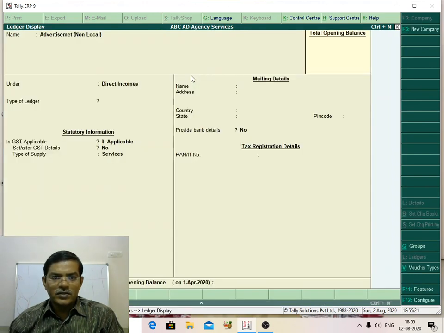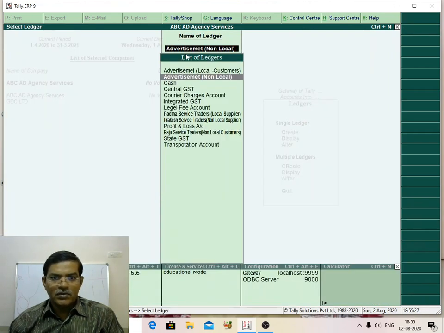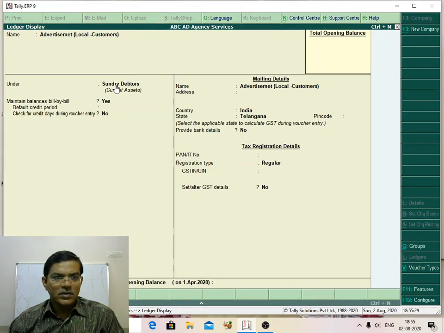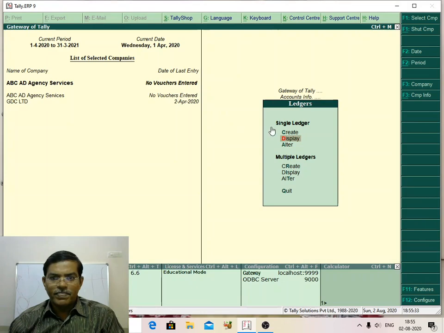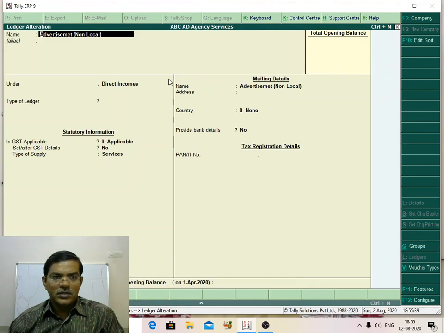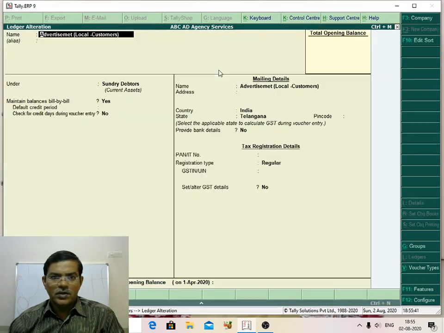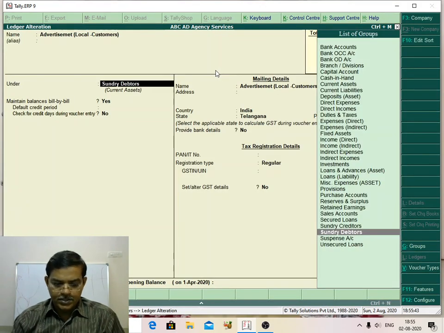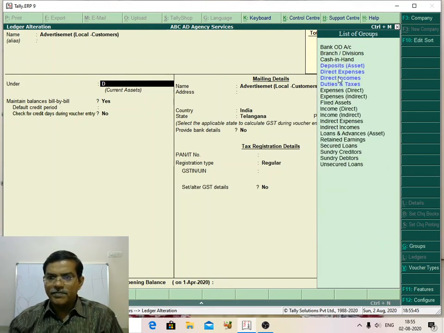I will check whether GST is applicable, direct income, right? Non-local. I will check the local customer. No, I want to change the local customer. Alter local customer. Here it is okay. Now I want to check non-local. So non-local is under direct income.